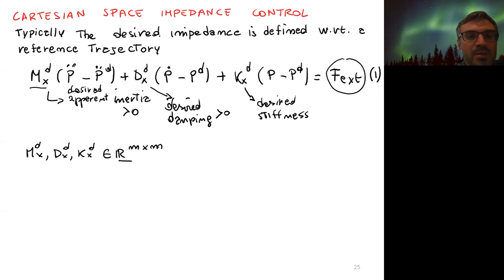So the case we will see now: let's consider just the position impedance, a linear impedance. So the Cartesian case, and then at the end of the lecture we will see how it extends to the angular case. So let's consider for now m equal to 3.